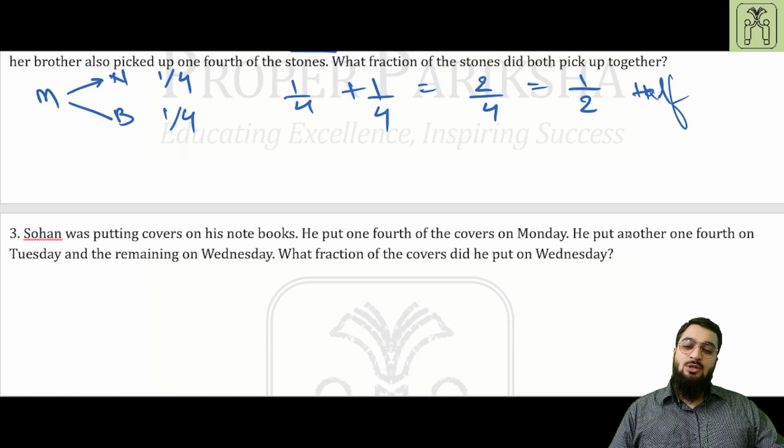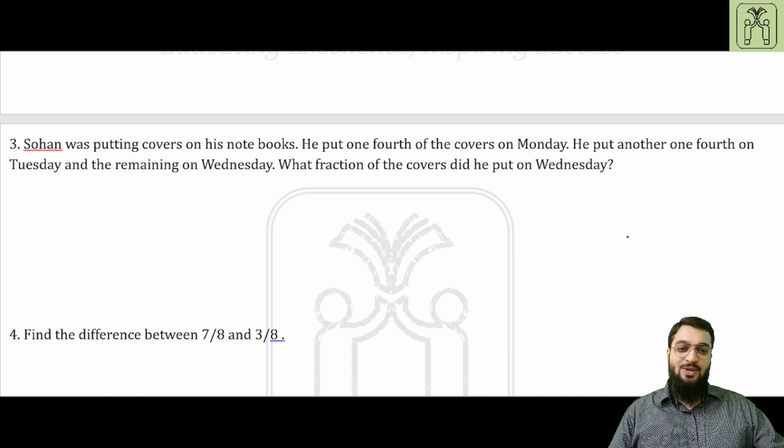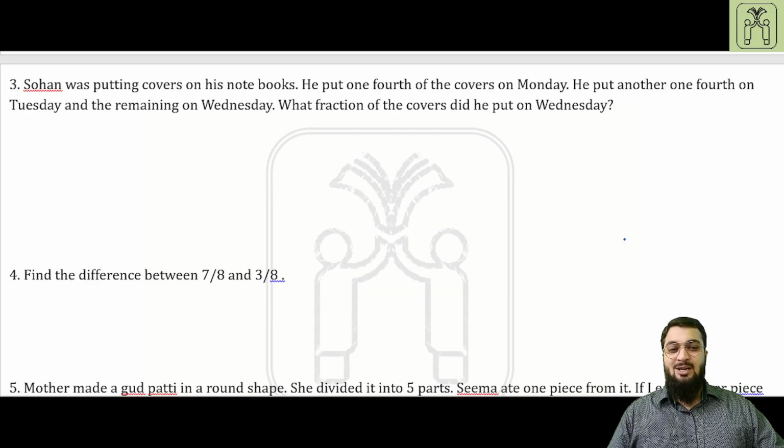Coming to question number 3. Sohan was putting covers on his notebook. Okay, that is something which we still do. We buy notebooks and we put a cover, generally orange or brown or a transparent one, to cover our notebooks and books. Whenever we start a new class, this is a general practice which we do. I don't know if you do now, but I used to do, and my younger brother also used to do. That is something which I know used to happen just quite a few years back.